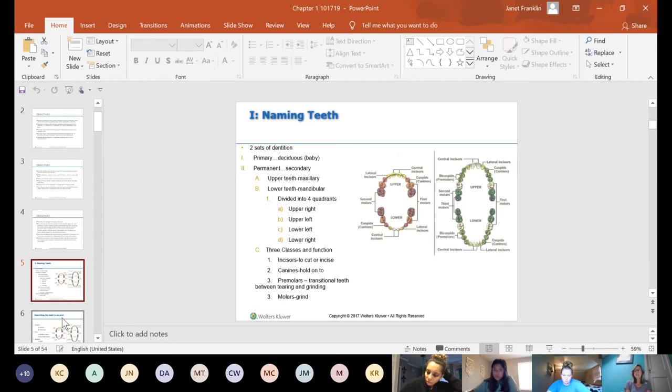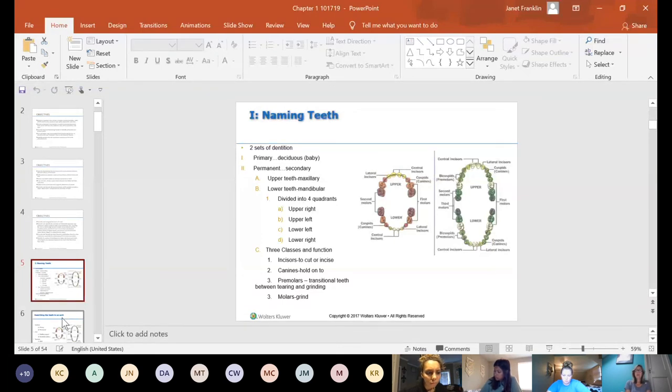There are three classes and functions of teeth. You have incisors, which incise or cut. Your two front teeth on the top are your central incisors. Your two next to them that look the same but are slightly smaller are your lateral incisors. And then the four on the bottom are your central and lateral incisors on the mandibular. They cut into food. That's what you use to bite.